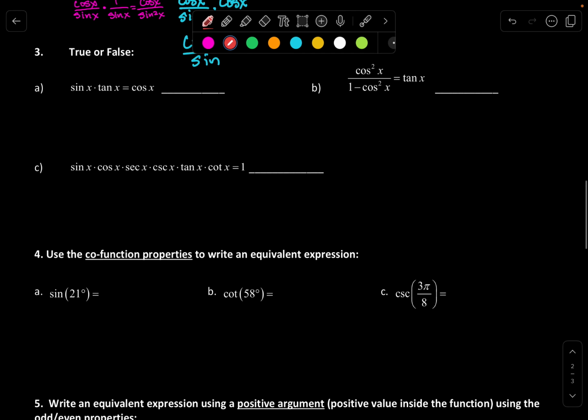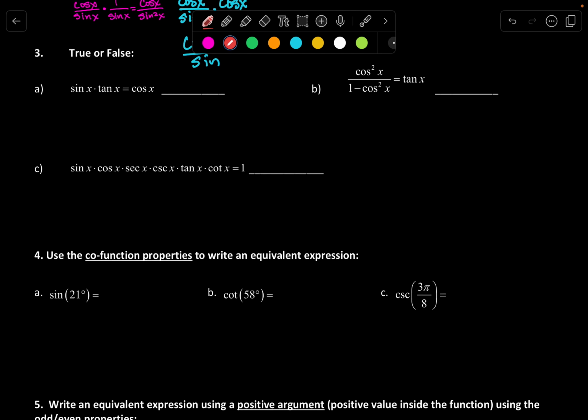The next few here ask if this is true or false. So when it's true or false, pretty much you're going to try to take the more complicated side and see if you can make it equal the simpler side.